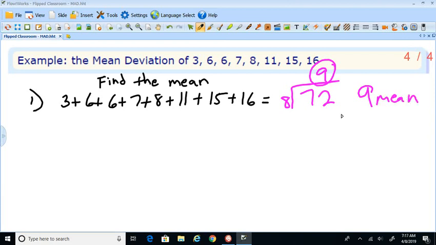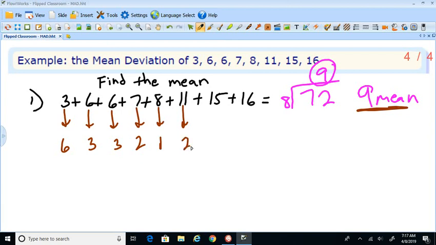So what we want to do now is figure out how far away each data point is from 9, the actual true mean. So if you're at a 3, you are actually 6 away. 3 away, 3 away, 2, 1. Even though you're above the mean, you're still 2 away. This one would be 6 away, and this data point is 7 away from the actual mean. So these are simply the distances away from the actual true mean of the data set.